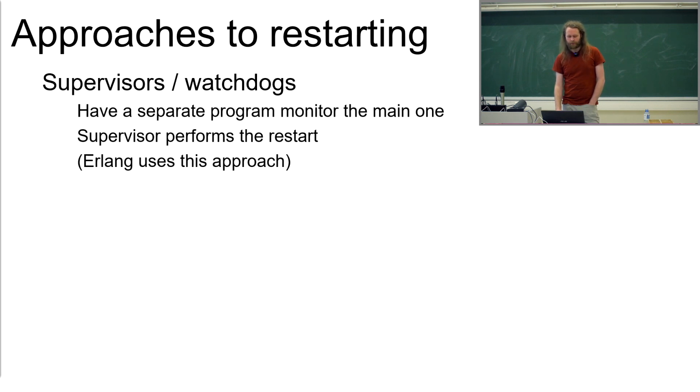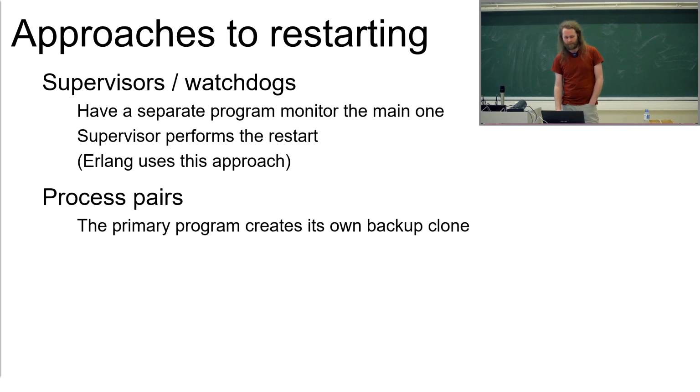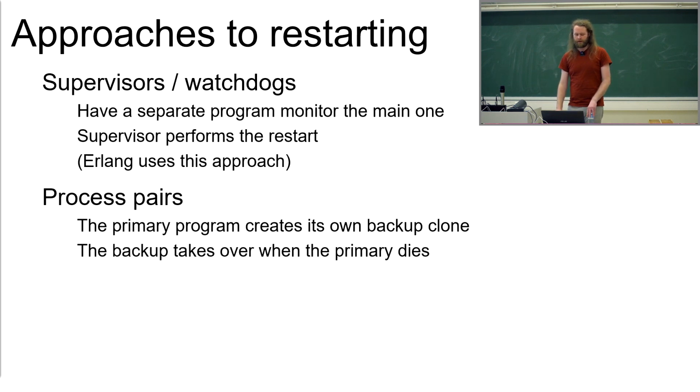The other way is to, instead of having two separate different programs, you just use the same program again, hence the pair in a process pair. So the primary program creates its own backup clone. It's the same program, it's a clone, which means that the program has two phases. It has a backup phase, where it's just listening for, does the program exist? And then it has a primary phase where it actually does the work and signals to the backup that, yep, I'm still here and I'm okay. So the backup will take over when the primary dies, and then the backup will become the new primary and create its own backup. And this will continue in a cycle.